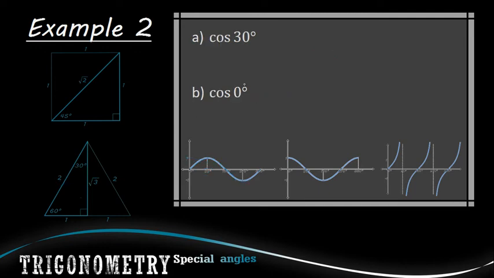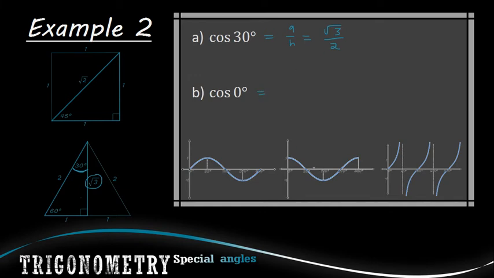And then for example 2, to find cos of 30, once again we go to this triangle over here and we're working from the 30 degree angle, and cos we know as adjacent over hypotenuse. So the adjacent side is the square root of 3 and the hypotenuse is 2. So we have the square root of 3 over 2.